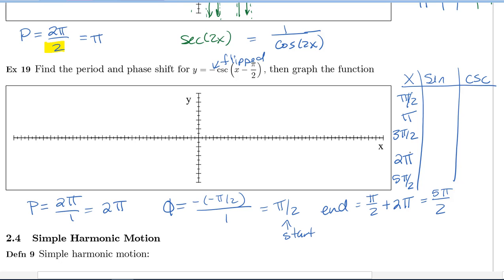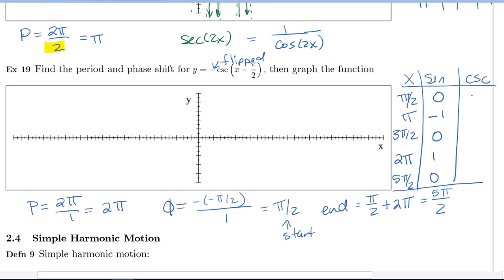You can also go back and do the quarter method. A quarter of 2 pi is pi over 2, so you just add pi over 2 consecutively until you get to that 5 pi over 2. So again, sine, we always start at 0 and go up to the amplitude. In this case, it's flipped over with an amplitude of 1. So we're going to go to -1, then back to 0, then 1, and then 0. And again, cosecant, we don't have an amplitude on because it goes off to infinity. We just take the reciprocal of those sine values.